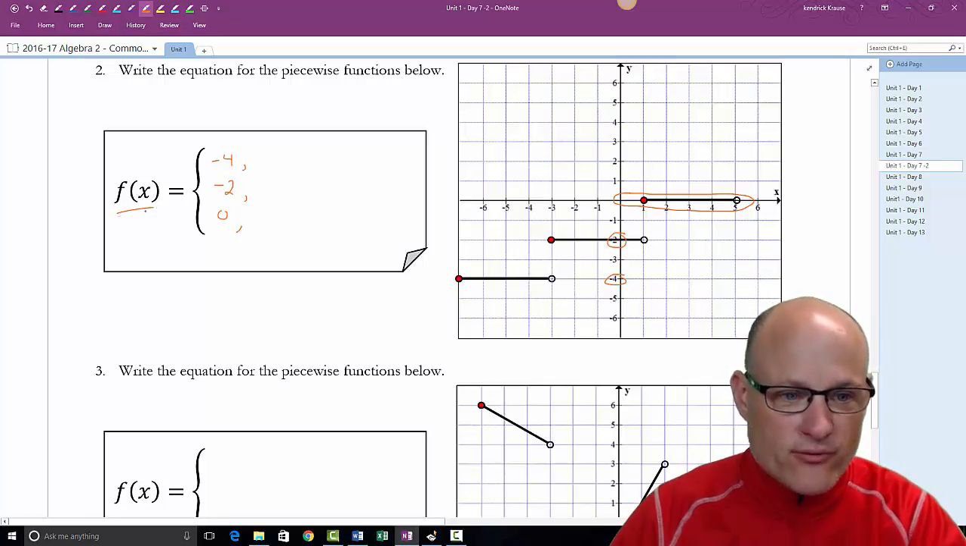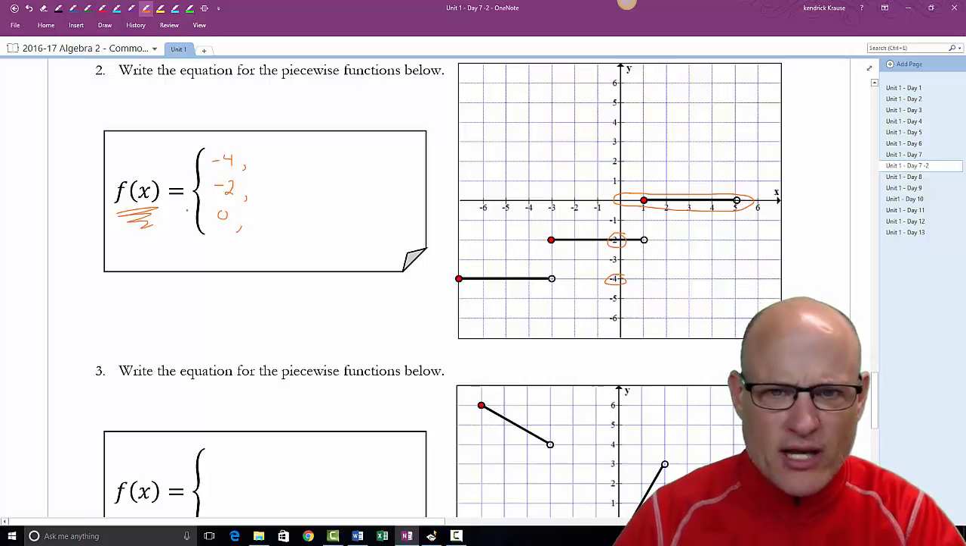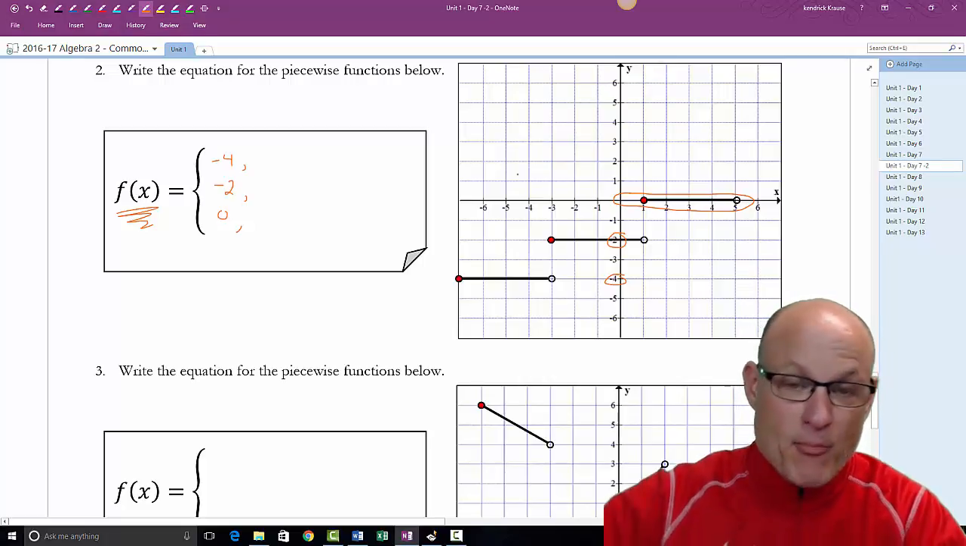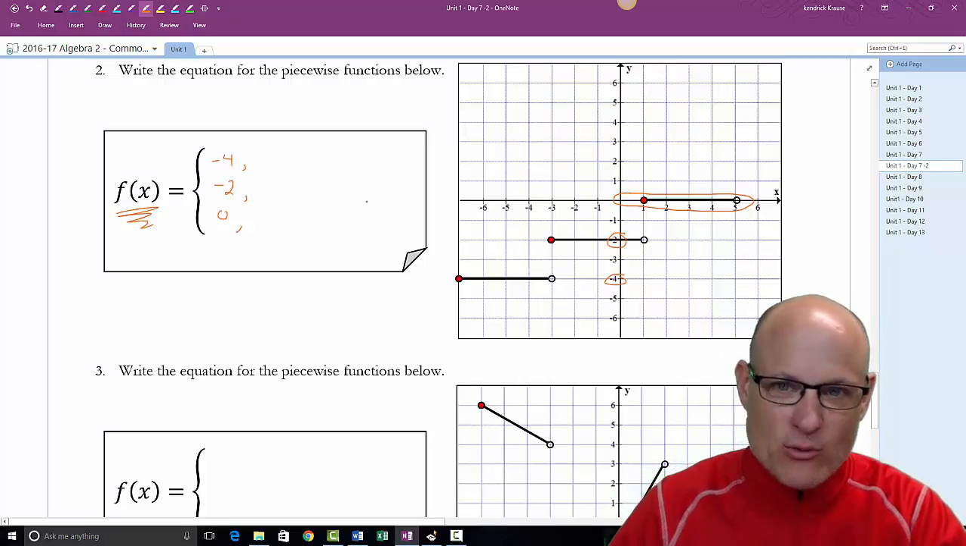So those are all the values for f of x. I don't know why I keep using f of x. I should have gotten more imaginative and called them g of x and h of x and p of x and q of x. And most importantly, k of x for Krause.